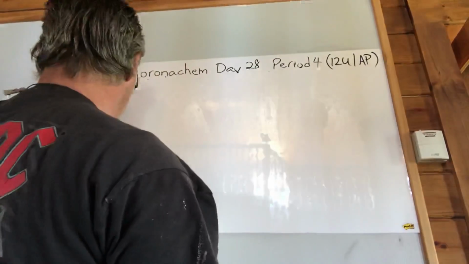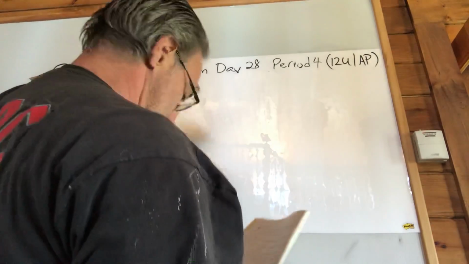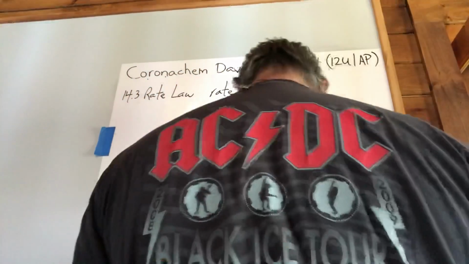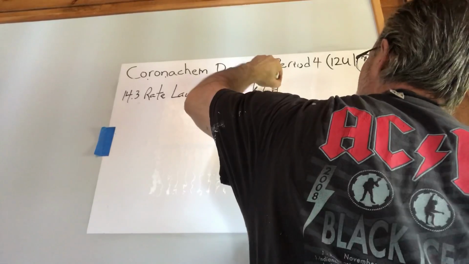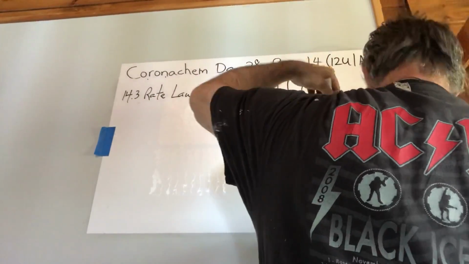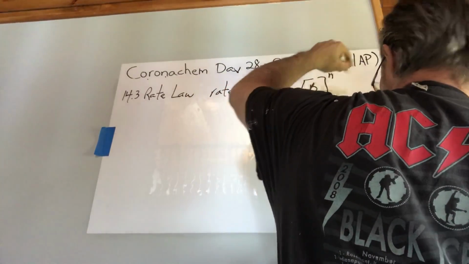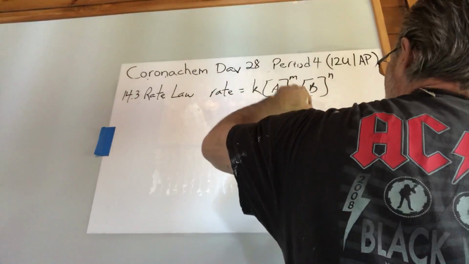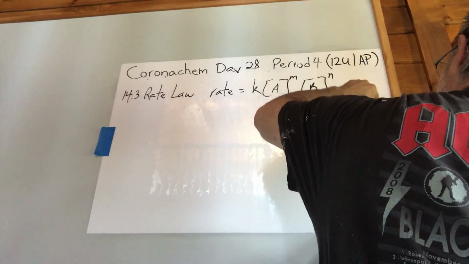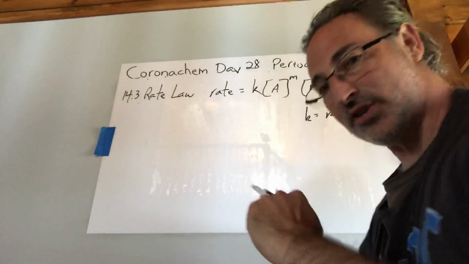So this is section 14.3 of your text. Rate equals rate constant times the concentration of a reactant A raised to the power of m times a reactant B raised to the power n, where k is equal to the rate constant. The rate constant doesn't change. It is fixed, unless you change the temperature. If you change the temperature, then you change the value of k.